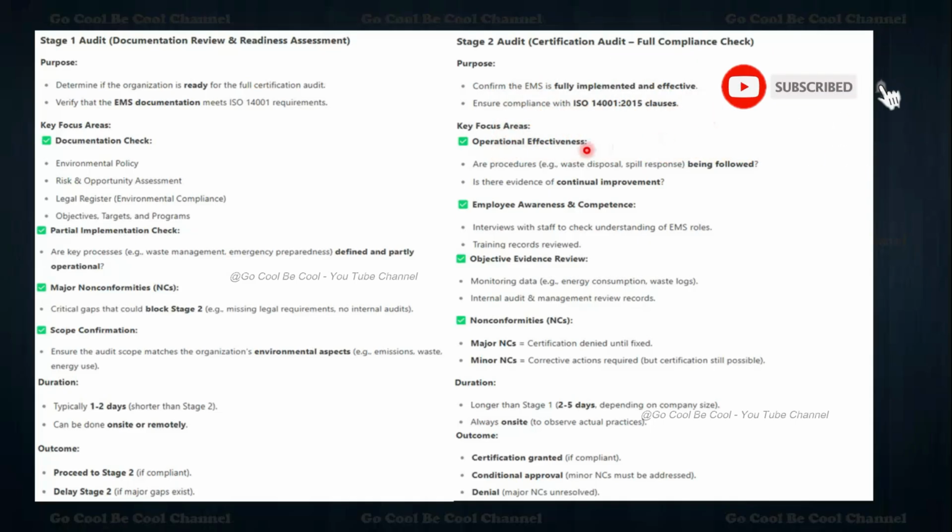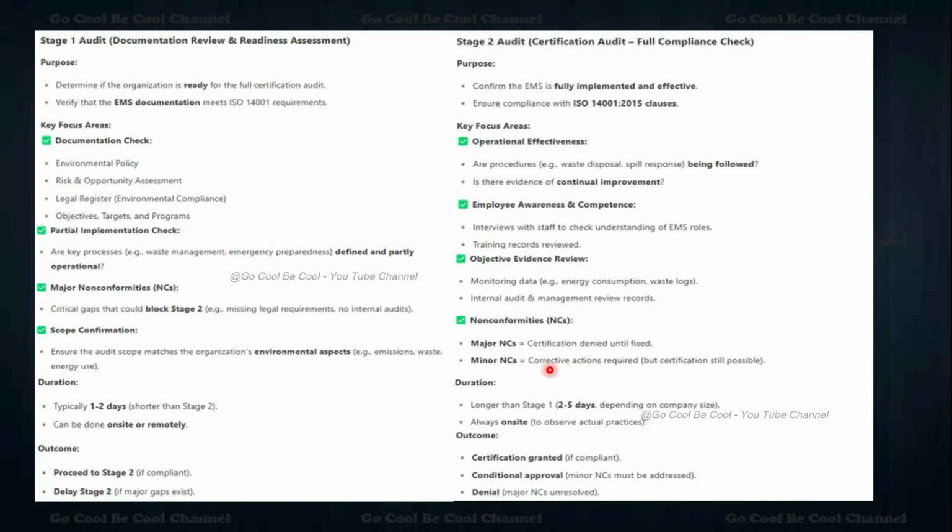The key focus area is operational effectiveness of procedures. Example, waste procedures and spill responses being followed. Is there evidence of continual improvement? Employee awareness and competence: interview the staff to check their understanding of EMS rules, training records, reviews and everything. Objective evidence review covers monitoring data, energy consumption, waste logs, internal audit and management review records.